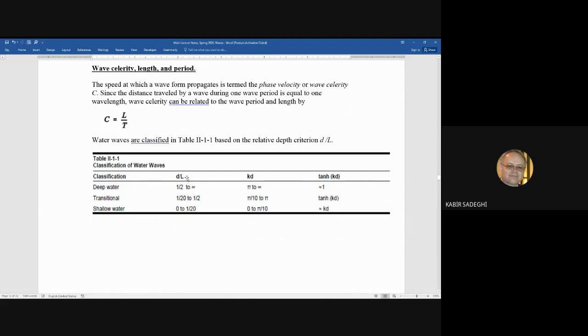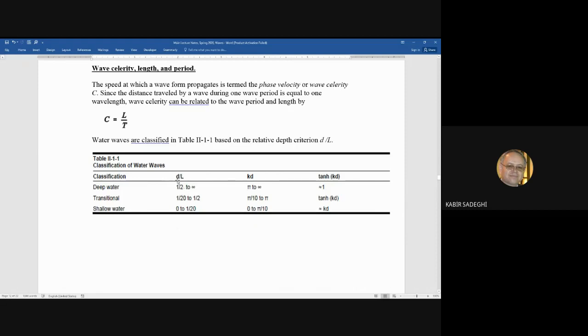As I explained before, D over L is 1 over 2 at the border between non-deep water and deep water, up to infinity. Because depth can be 4 kilometers, 6 kilometers, 7 kilometers in the oceans, but L, no. Therefore, infinity is an exaggeration, a very, very big value. But from the border where D over L is 1 over 2, we say it starts deep water.